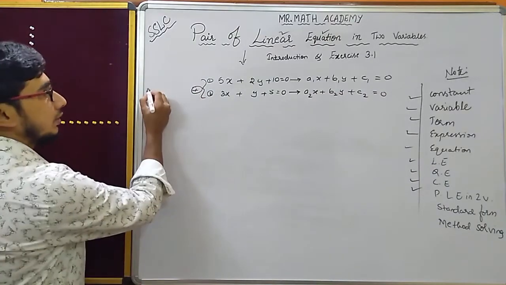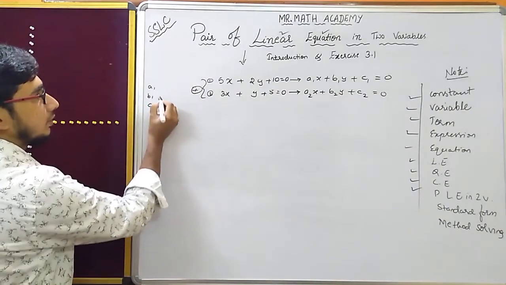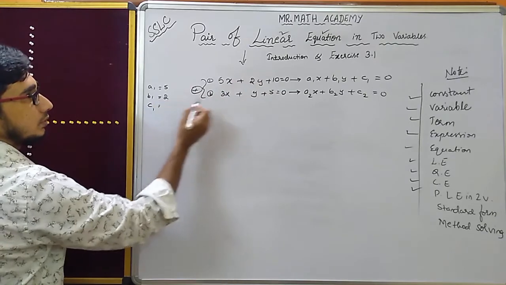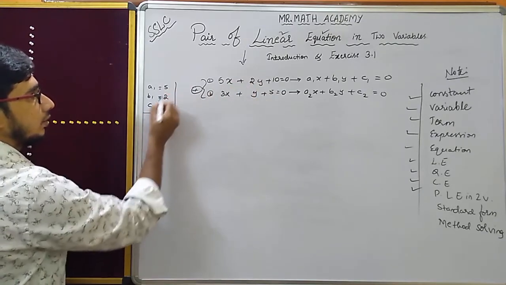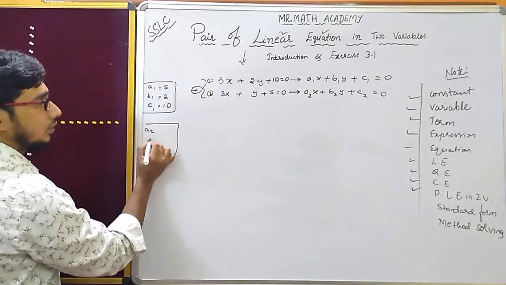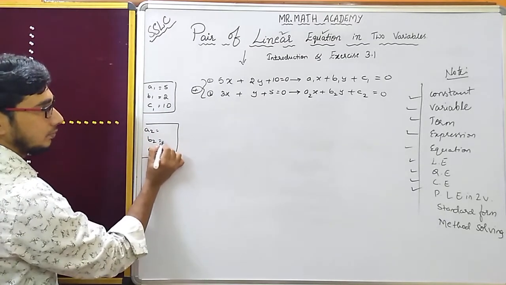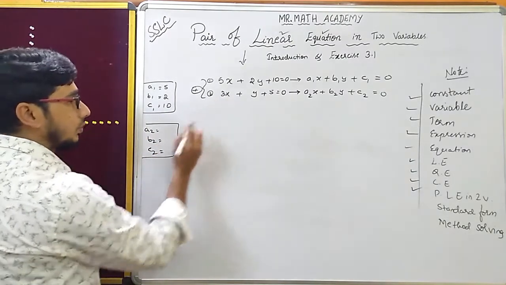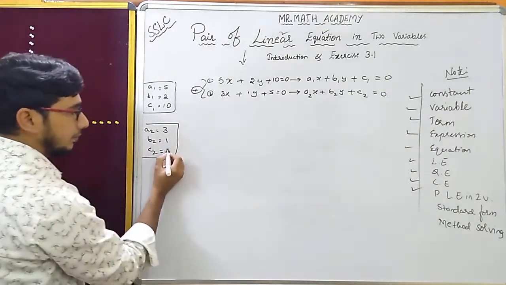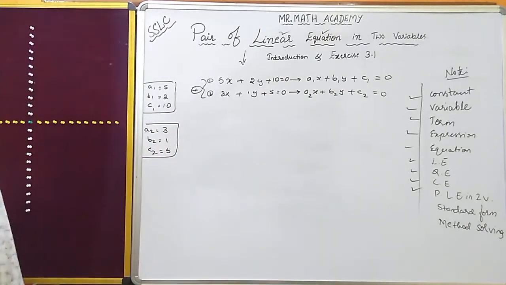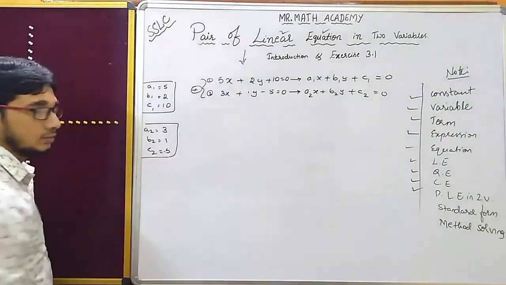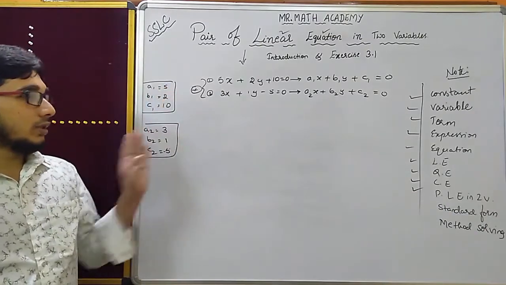You have to remember here a1, b1, c1. a1 means 5, b1 means 2, c1 means 10. Next, in the second equation, a2, b2, c2. a2 is 3, and where nothing is written, 1 will be there, so take b2 as 1, and c2 is 5. If a negative number is there, you can write the negative also. If it is minus, I'll write it as minus here also. So you understood the values.